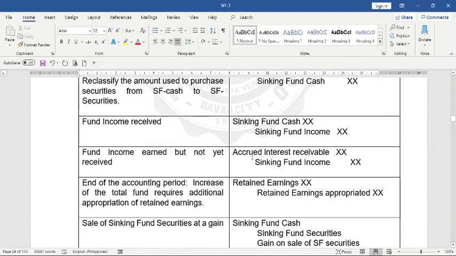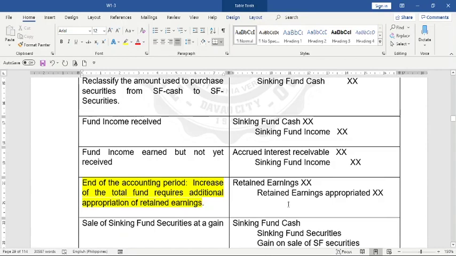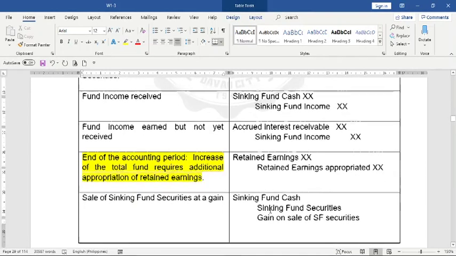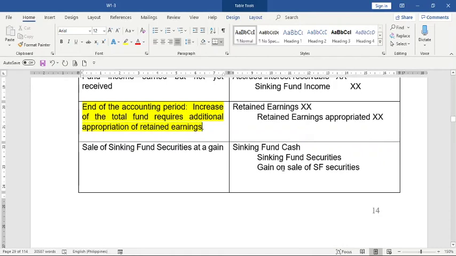And then, if hindi mo pa na-receive yung interest from your sinking fund security, so debit accrued interest receivable, credit sinking fund income. Pero at the end of the year, take note, the retained earnings appropriated must be equal to the sinking fund cash plus the sinking fund securities plus the accrued interest receivable. If there is sale of fund securities, if there is a gain, so debit sinking fund cash, credit sinking fund securities, credit gain on sale. Pero kung there is a loss, anong entry natin? Sinking fund cash, no? Kung loss gani na siya, of course, yung loss mo nandito sa debit.